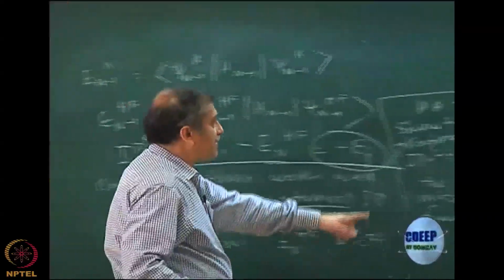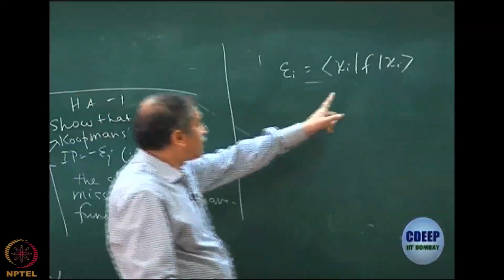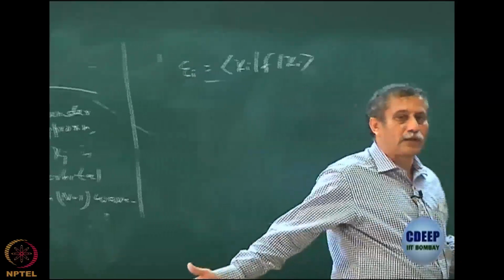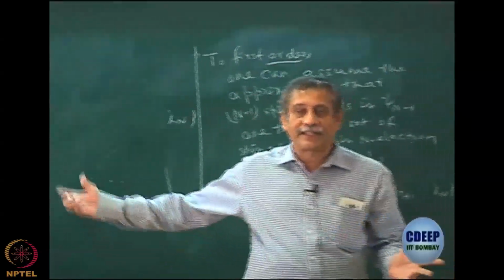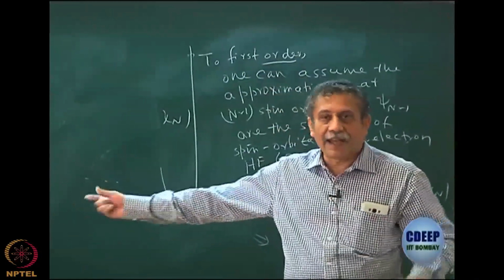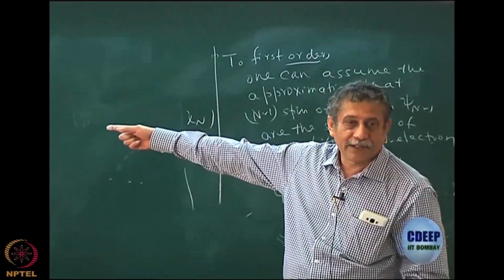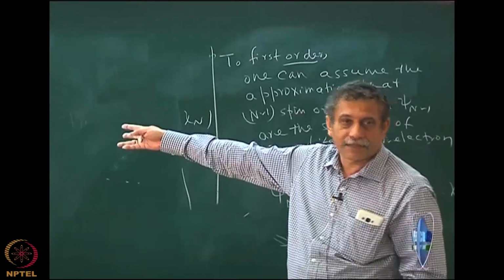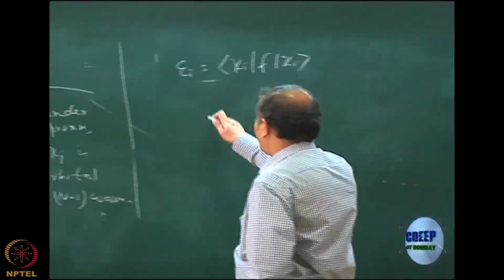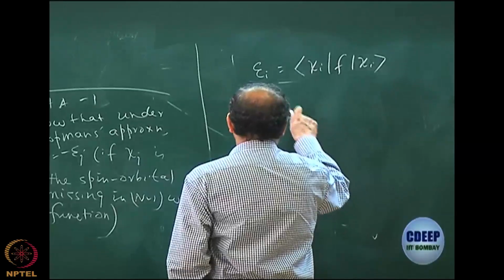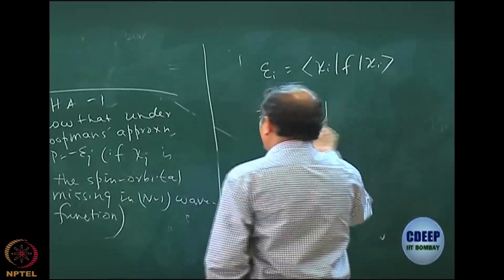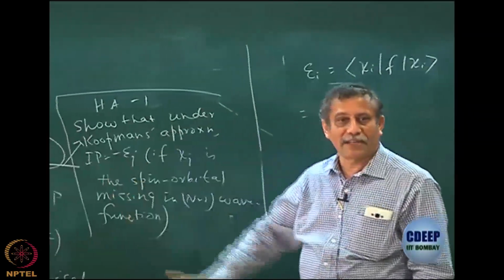Okay? So if I just take the matrix element or expectation value of f with chi I, it is trivial to show that this is called the orbital energy, right? And you can actually write down, you have the matrix element, you have the Fock operator, so you can write down this. So can you write this down? It will become chi I h chi I. So this will help you now to clean up the home assignment very easily after this.